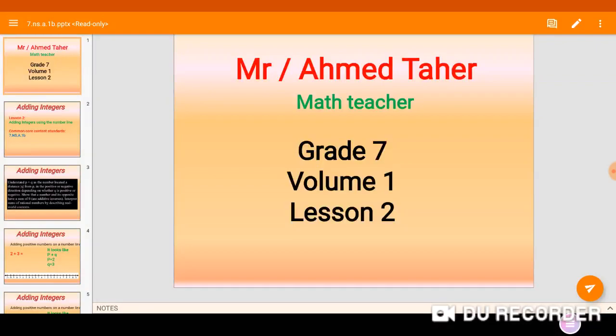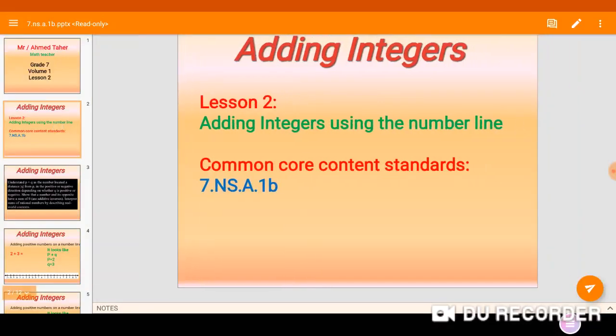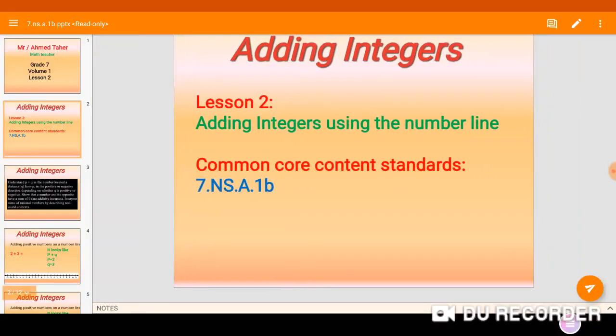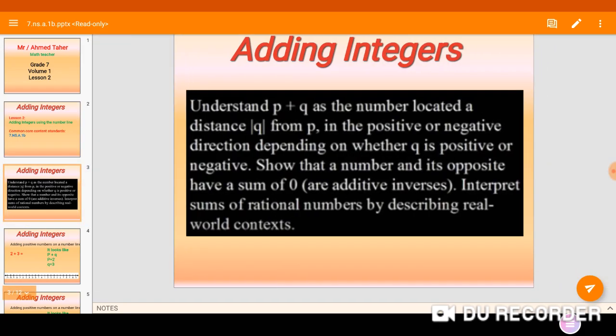Yesterday we talked about integers. Today we'll talk about how to add integers on the number line and how to add integers without a number line. Okay? Adding integers using the number line. Common Core content 7.NS.A.1.B. Okay? Adding integers. Understand?